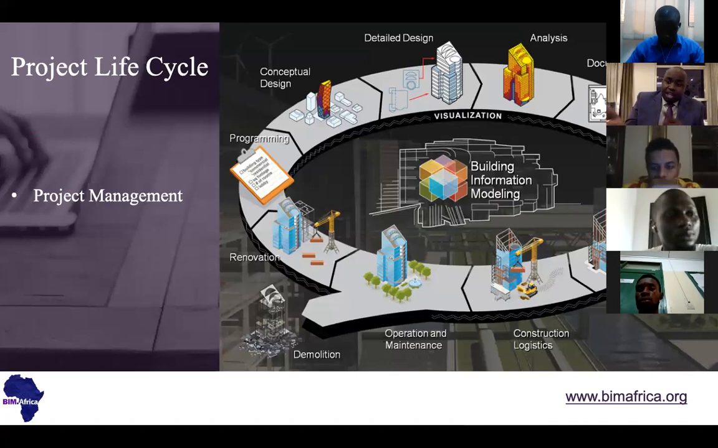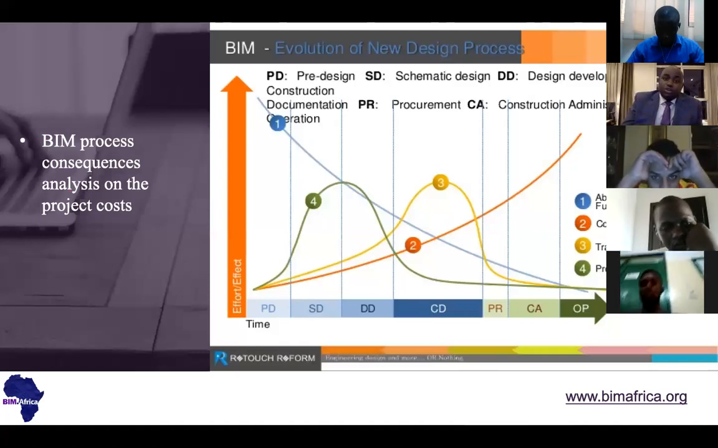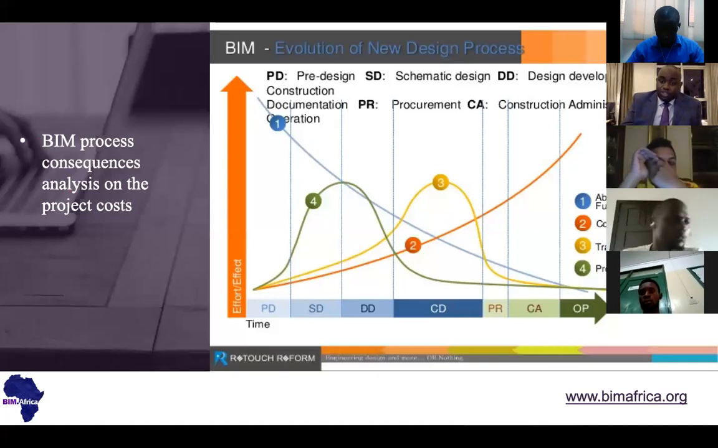So anyway, we came in as BIM project management consultant, and we are able to coordinate and bring about the BIM execution plan. We also brought about the construction execution plan under BIM construction execution planning. We brought about documents, and we have been following the BIM protocols there. So BIM process consequence analysis on project cost.